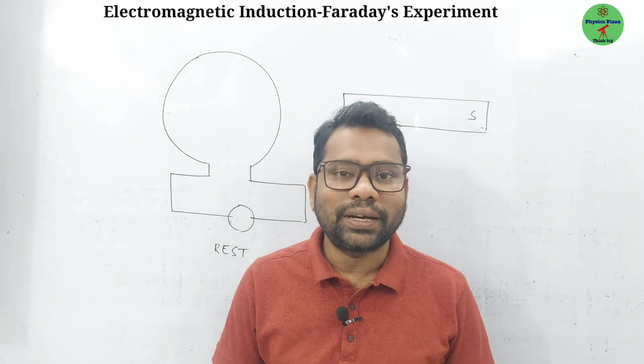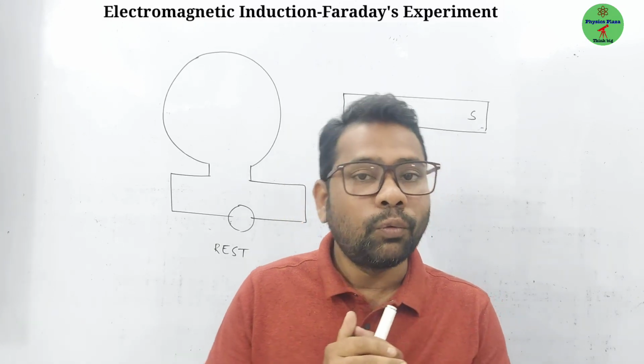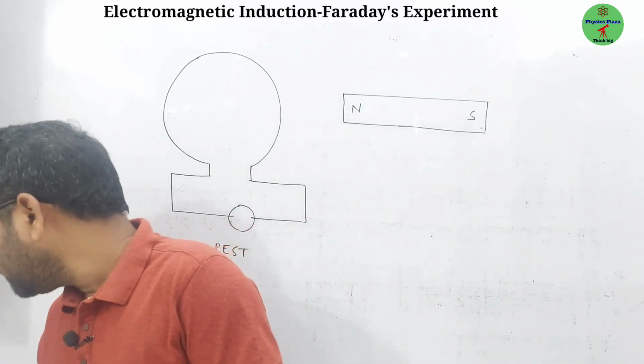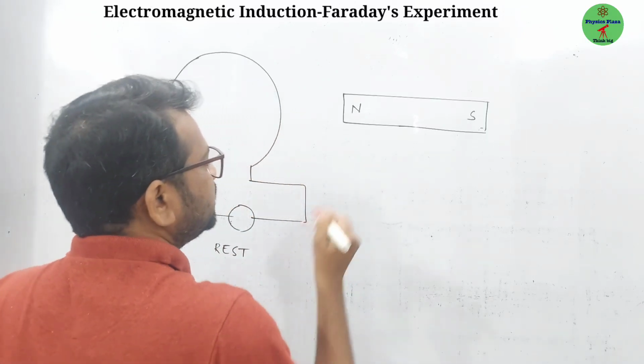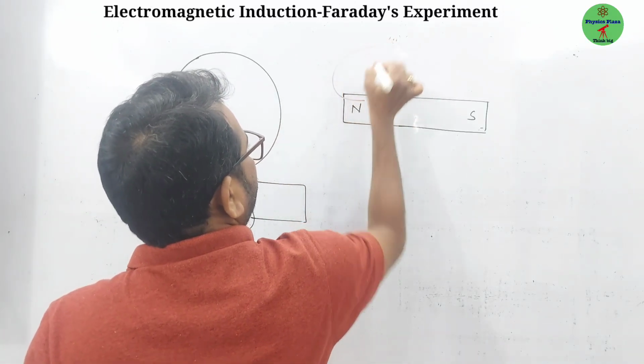Don't forget that around the bar magnet, magnetic field lines will be there, right? How are the magnetic field lines? So magnetic field lines will be like this.